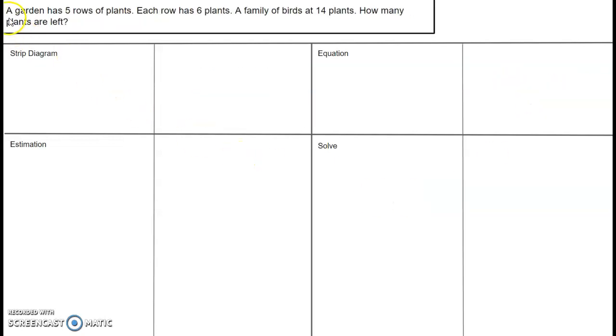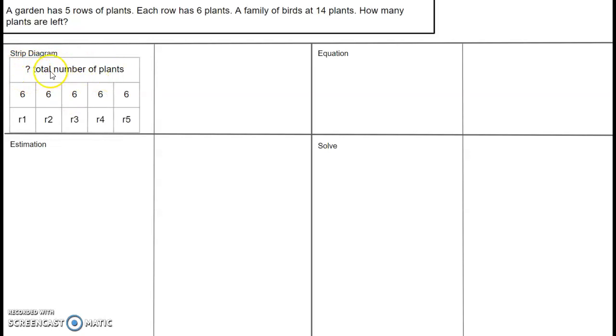The final question says, a garden has 5 rows of plants. Each row has 6 plants. A family of birds eats 14 plants. How many plants are left? So we know that we have to first figure out how many plants are in the garden. So I know there's 5 rows of plants and each row has 6 plants. So my strip diagram is going to look like this. I'm looking for the total number of plants, but I know I have 5 rows and in each row there are 6. So I have 5 groups of 6. So my equation is going to be 5 times 6 equals the total number of plants. So 5 groups of 6 gives me that total number of plants.